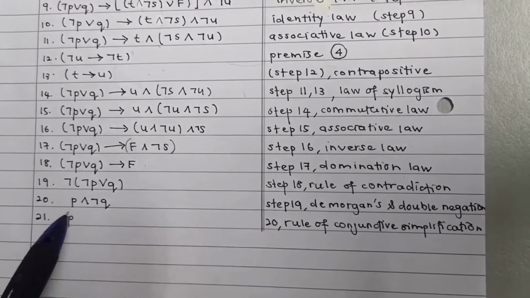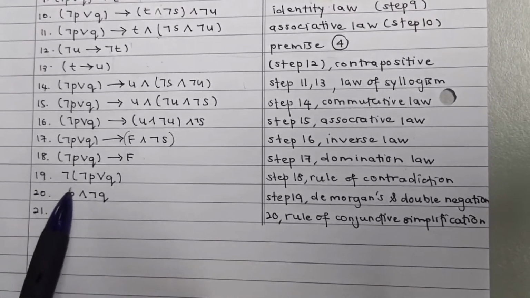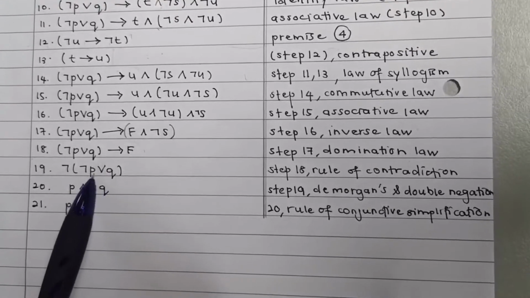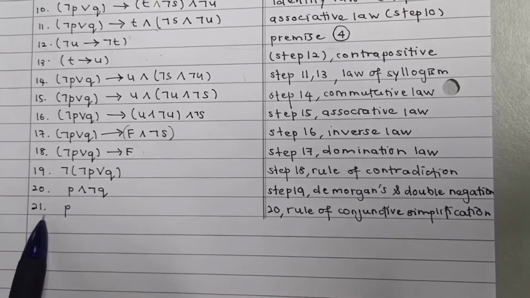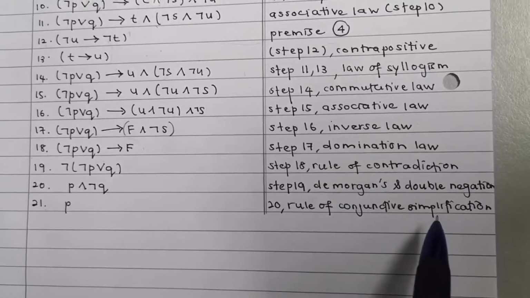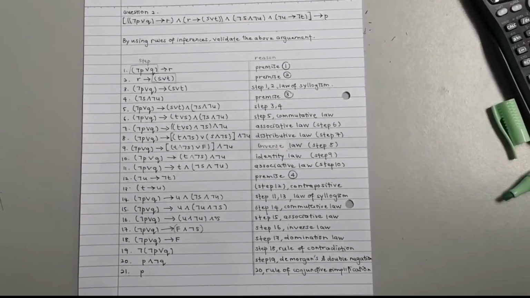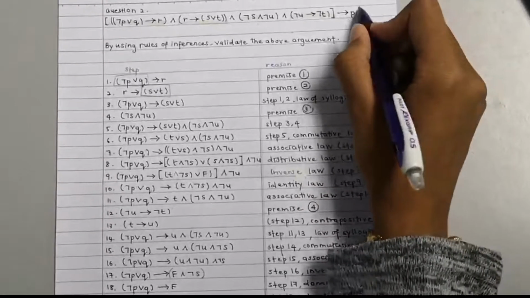For step 19, we can use the rule of contradiction. For step 20, we can use De Morgan's law and double negation and change the symbol or to and. For step 21, we can use the rule of conjunctive simplification and choose P. So we can prove the argument is valid.